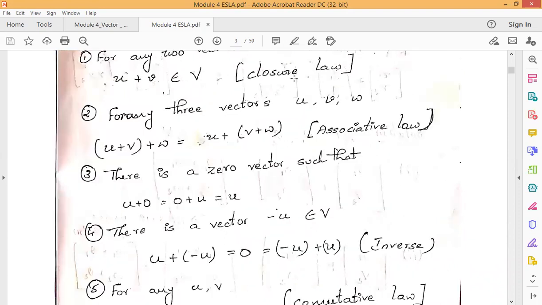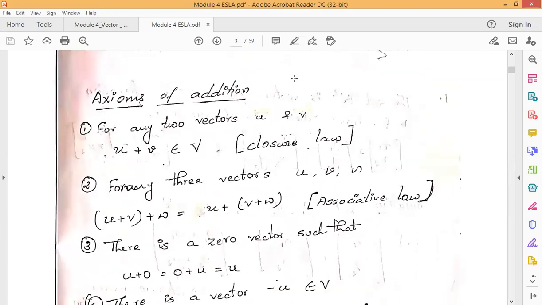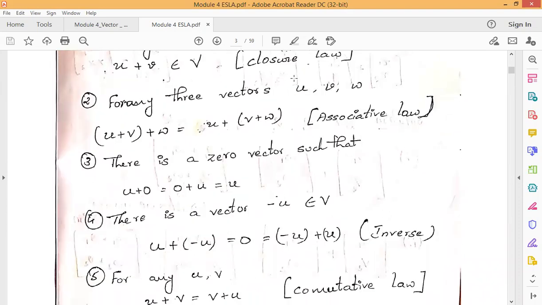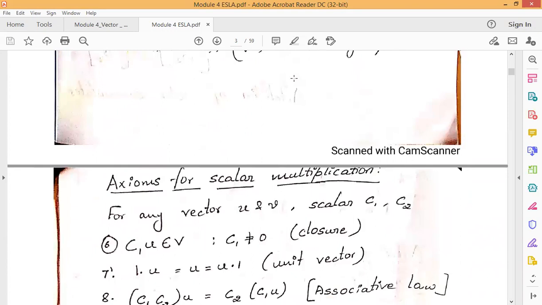So here I'll be sharing these notes also. Whatever axioms I told previously for the vector space and the subspace are clearly shown here. This has been written here, so you can go with it.